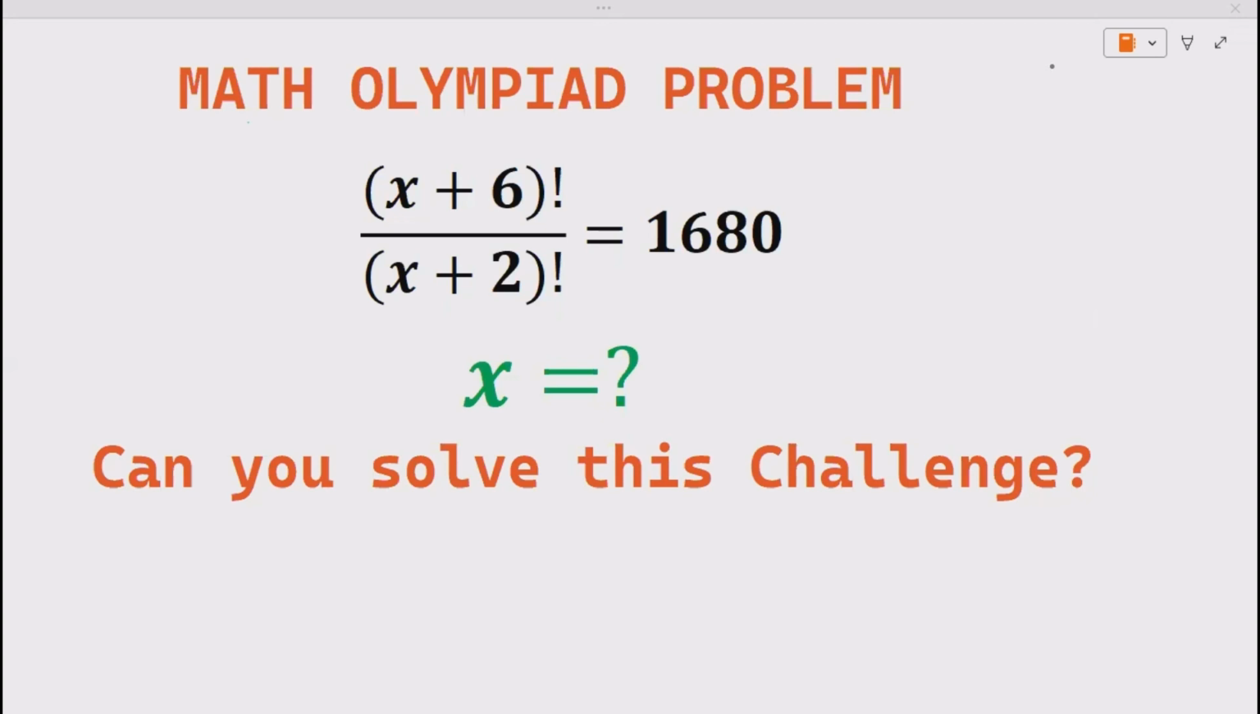Our question today is about the famous International Math Olympiad problem, which has come up in different countries in different years. So let's see what the solution is for this equation.